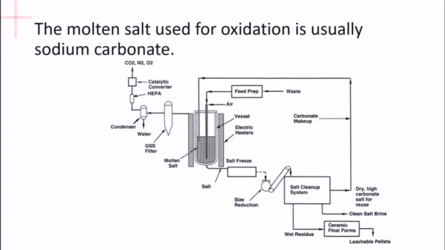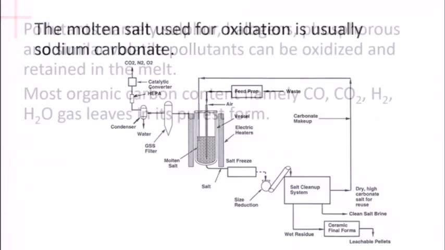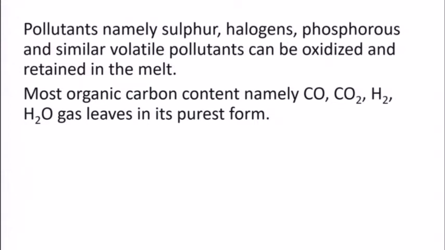The process involved in molten salt oxidation is given in the picture, where the waste which is prepared is sent into the funnel and the vessel heats it and we get the leachable pellets at the bottom. Pollutants, namely sulfur, halogens, phosphorus and similar volatile pollutants, can be oxidized and retained in the melt. Most organic carbon content, namely CO, CO2, H2, H2O gas, leaves in its purest form. The effluent requires a cold trap and a mild aqueous wash. It has been used for safe biological and chemical weapon destruction and for processing waste such as scrap tires.